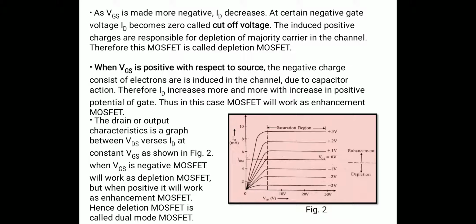The variation of drain current with drain voltage at a constant value of VGS is called drain characteristics or output characteristics, as shown in figure 2. From the output characteristics, it is clearly seen that when VGS becomes more and more negative, drain current goes on decreasing. That means in this region, MOSFET will work as a depletion MOSFET. But when gate voltage is more and more positive, then drain current goes on increasing. In that case, in this region, MOSFET will work as an enhancement MOSFET.